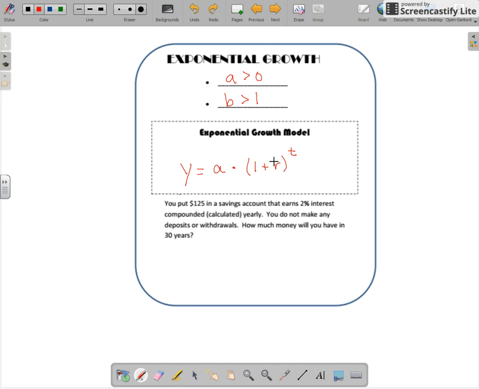Now each of those letters represents something. A is our initial or starting amount. R is our rate, and that needs to be written as a decimal, though it's typically given as a percent. And then t is our time. So how long does it take for this item to grow? Now this whole set of parentheses, 1 plus r, is called our growth factor.